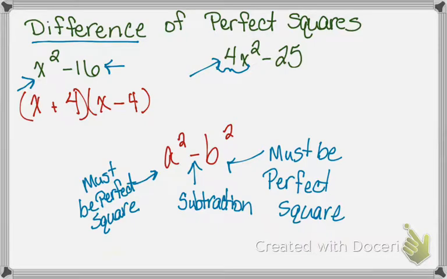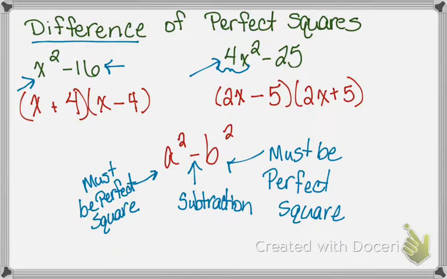Now, here, my 4 and my x is perfect. What's the square root of 4? What's the square root of x squared? What's the square root of 25? And what do I have to do inside? A subtraction and a good. That's what you've got to do.